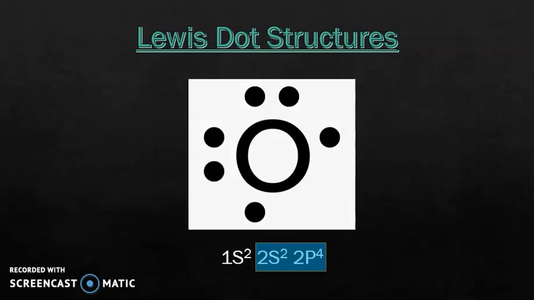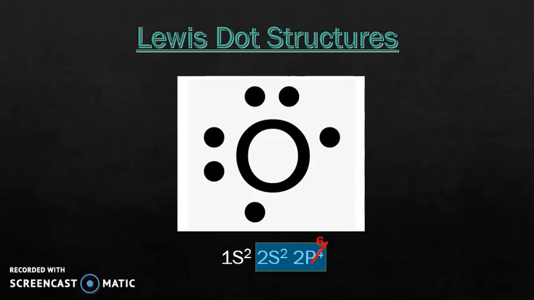So let's dig a little bit deeper into this whole Lewis structure business. So here we have oxygen. Well, what if oxygen wanted to become an ion? It has 6 valence electrons. If it became an ion, it would need to gain 2 electrons. I'm going to start by modifying the electron configuration, gaining those 2 electrons in.